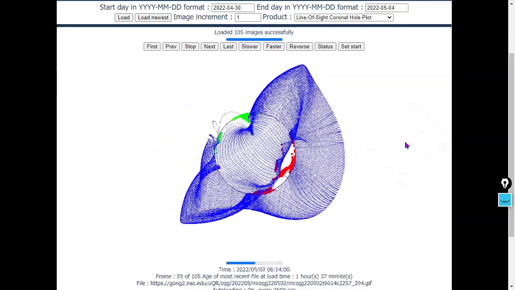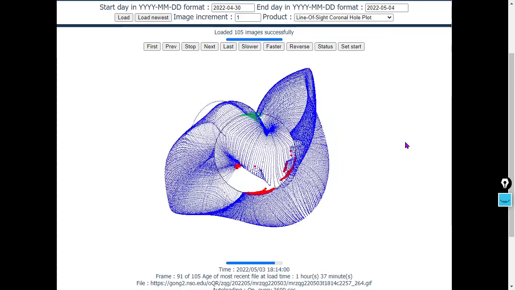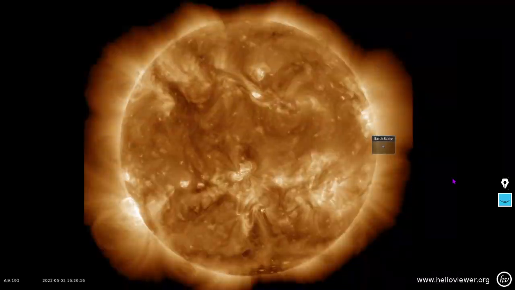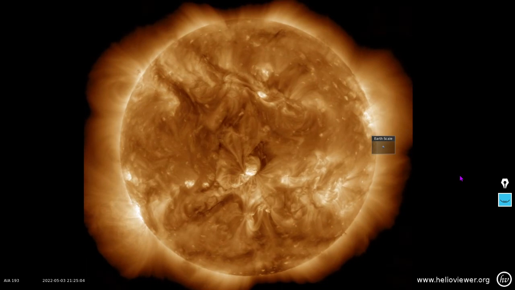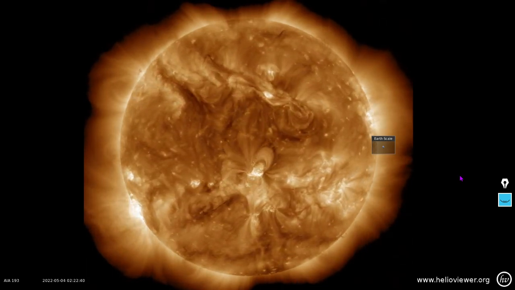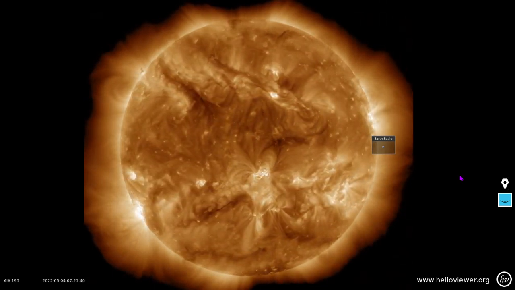Not super well defined though. Let's take a look at it from the SDO's 193 angstroms wavelength. And there you go. There's some ionized iron gas for you, emitting ultraviolet light.